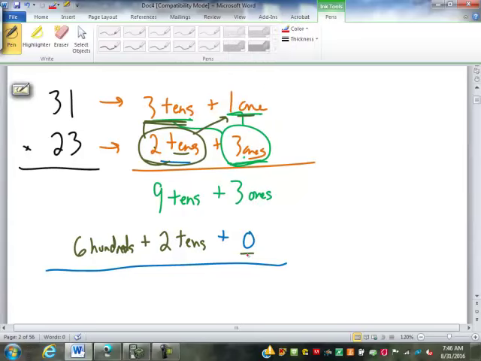So then our columns are lined up. We can just combine the things with the same place value. 3 and 0 is just 3. 9 tens and 2 tens is 11 tens, so it's 1, carry the 1. And 1 and 6 makes 700, so 713.